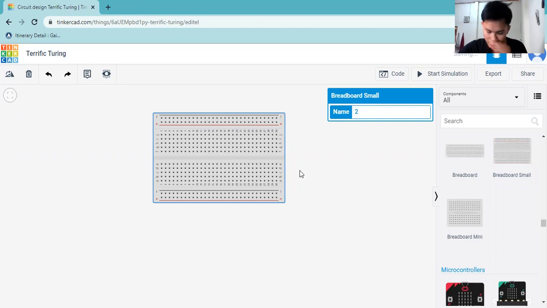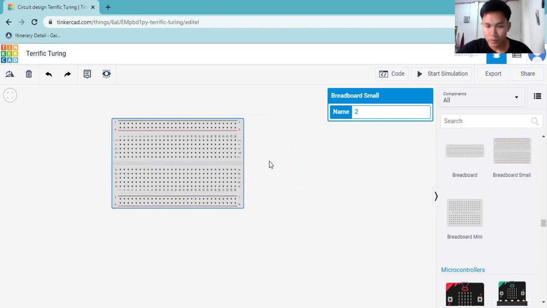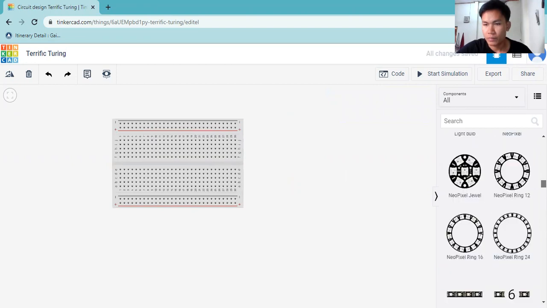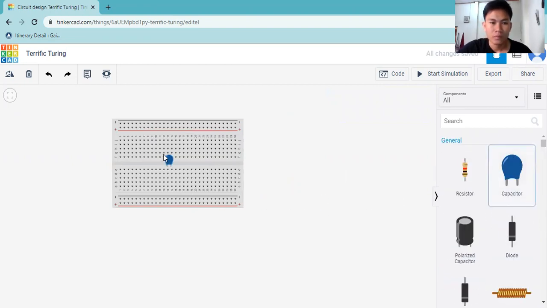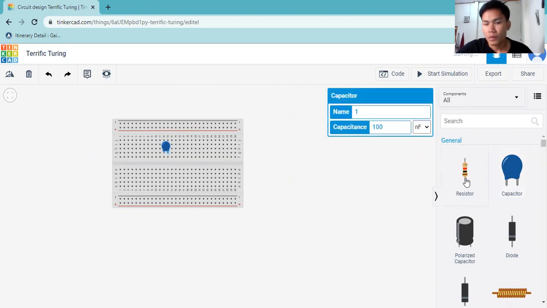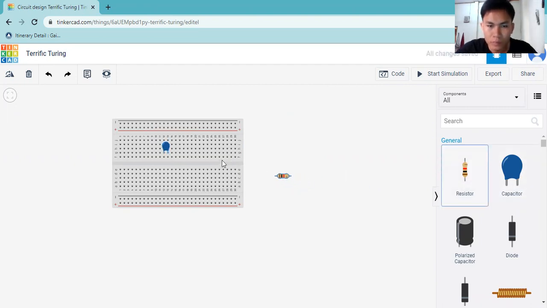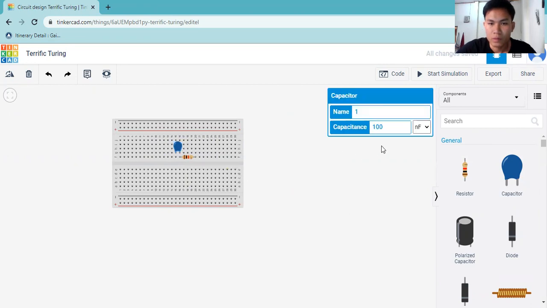For part 1 of the experiment, we need a breadboard, a capacitor, and a resistor. The capacitor and the resistor are connected in series. The value of the capacitor is initially set to 4.7 microfarad and the resistor to 100 ohms.